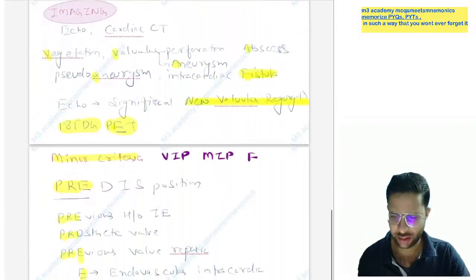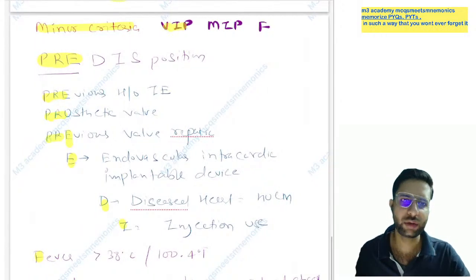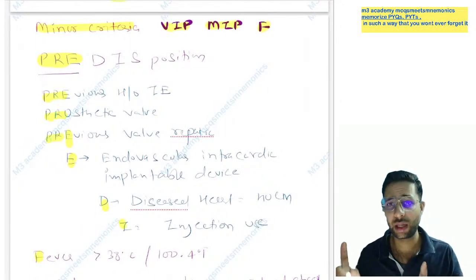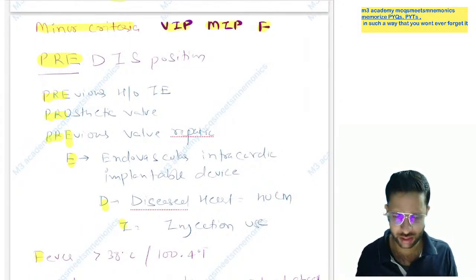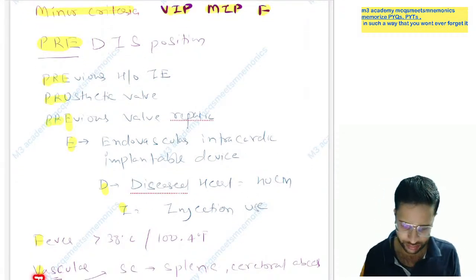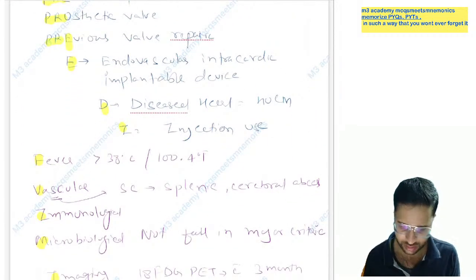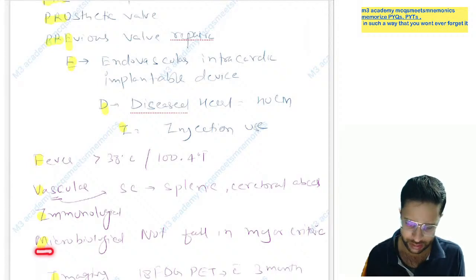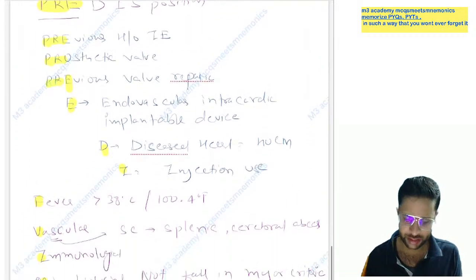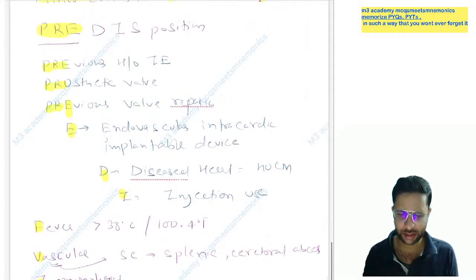For minor criteria you have to remember VIP, MIP, and F. What is the full form of VIP? V for vascular, I for immunological, and P for physical examination. MIP means M for microbiological, I for imaging, but this microbiological and imaging criteria do not fall in the category of the major criteria.